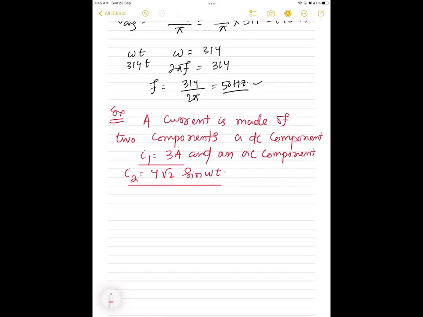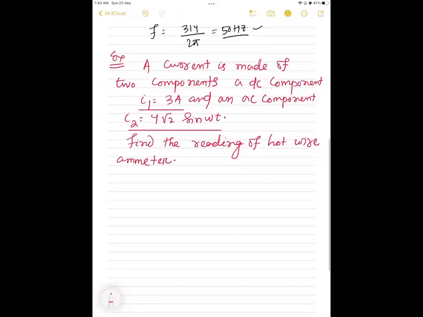Find the reading of the hot wire ammeter. Ammeter reads what? Which current? It reads RMS current. That means he is asking about RMS, right?